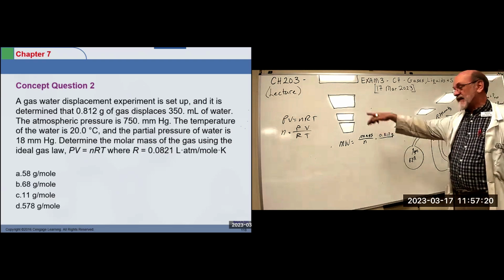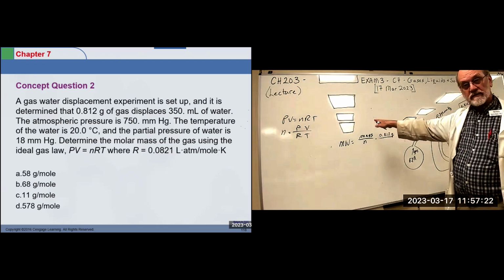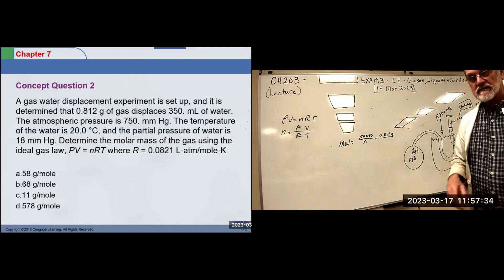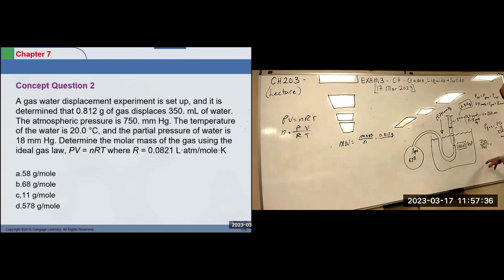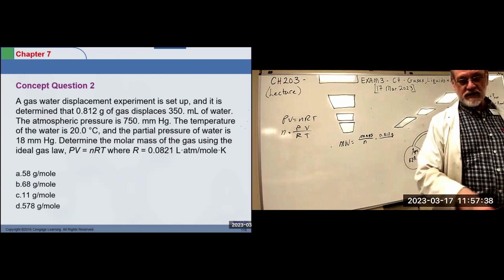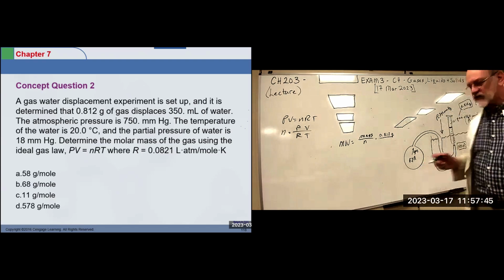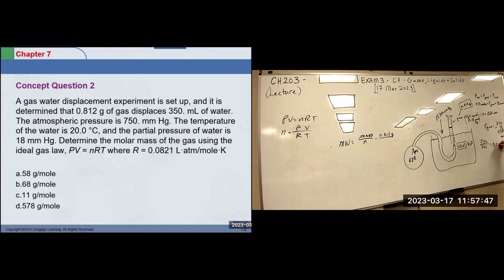But we can't use that in that equation because it's not atmospheres. So we got to convert it to atmospheres. So 732 divided by 760 equals how many atmospheres? Does that make sense? Right? 732 is less than 760, so it should be a division. 732 divided by 760 is 0.9632. 0.9632 atmospheres. That's the pressure of the gas.